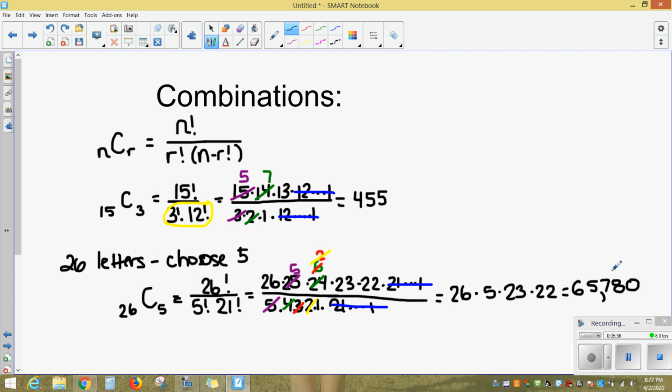Combination means the order is not important. There's 2 factorials on the bottom of those every time. Our permutations are when order matters.